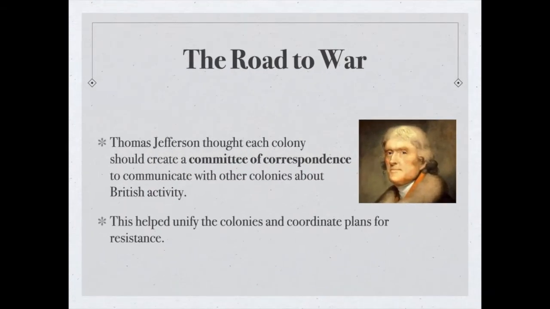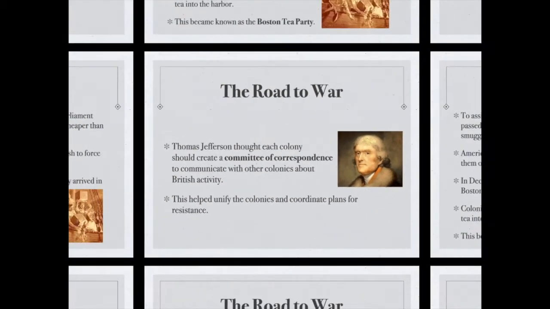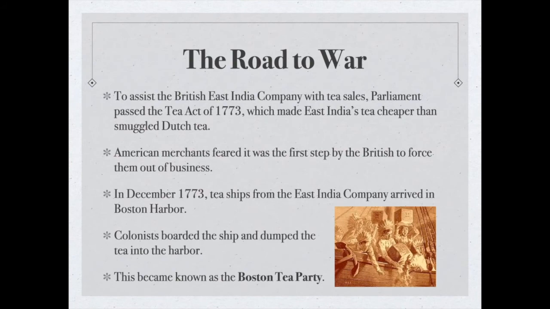Thomas Jefferson thought each colony should create a committee of correspondence to communicate with other colonies about British activity. This helped unify the colonies and coordinate plans for resistance. To assist the British East India Company with tea sales, Parliament passed the Tea Act of 1773, which made East India's tea cheaper than smuggled Dutch tea. American merchants feared it was the first step by the British to force them out of business.